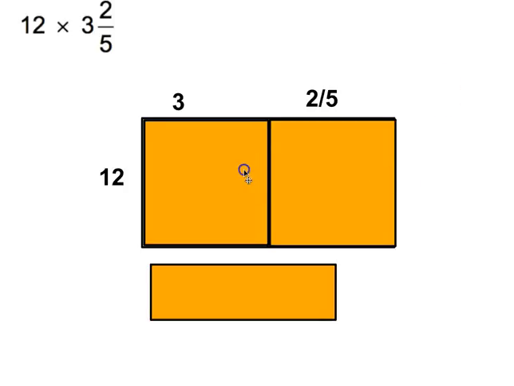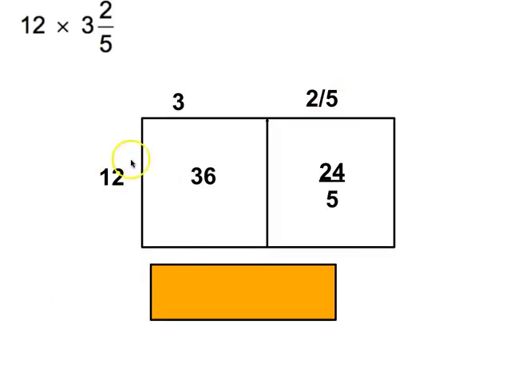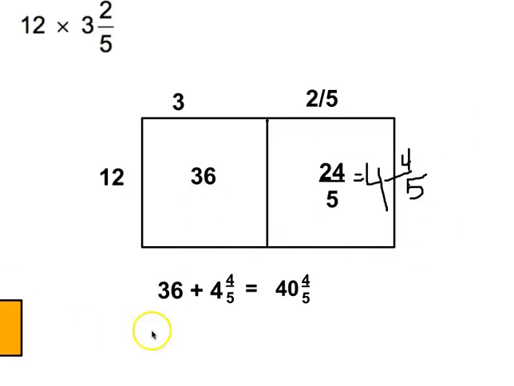Okay, so now I'm going to think about what I need to do. 12 times 3, well, that's 36. 12 times 2/5. Well, 12 times 2 is 24. 1 times 5 is 5. 24/5 is an improper fraction. 5 goes into 24 4 times with the remainder of 4/5. So that means I'm going to add 4 4/5 back to the 36, and you're going to end up with 40 4/5. How'd you do on that one? Did you get it? I bet you did.